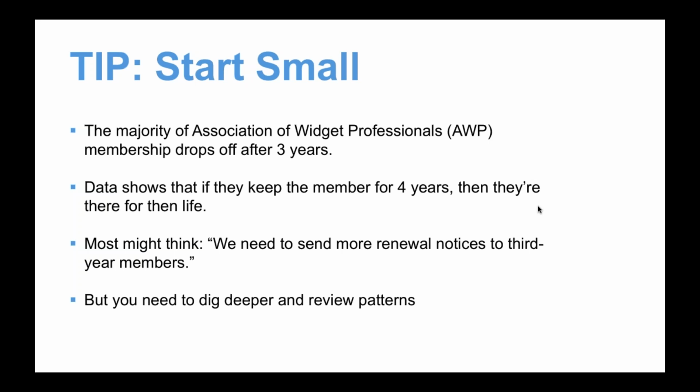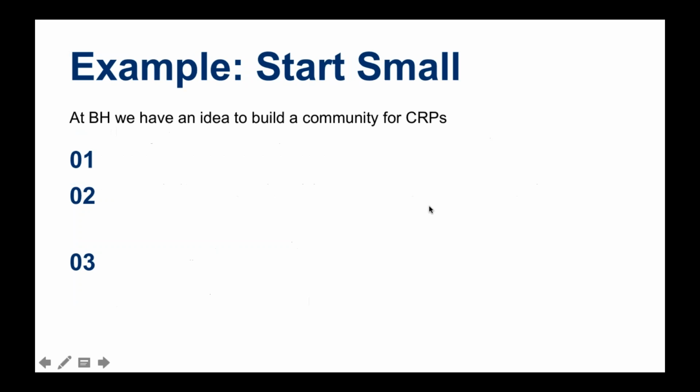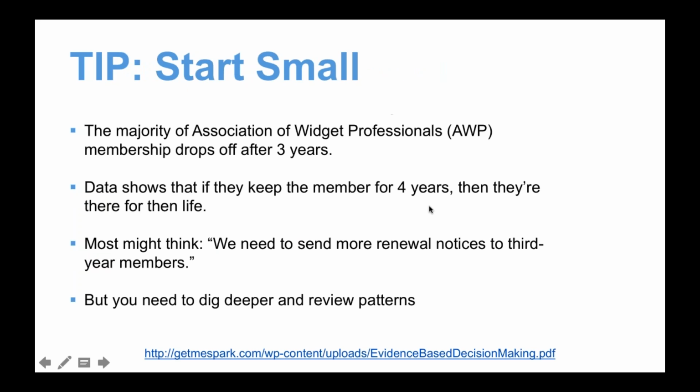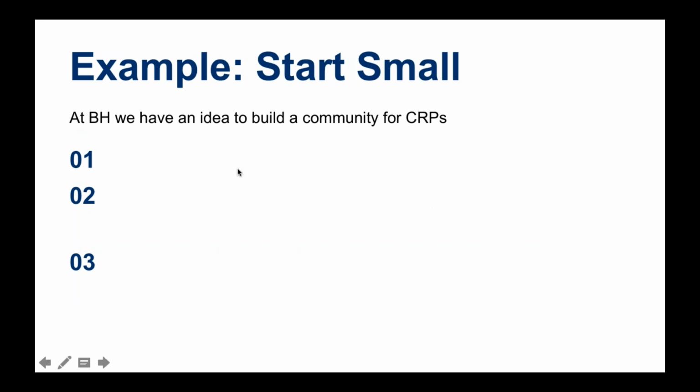What's happening at this 3-year mark? Most might think we need to send more renewal notices to third-year members, but really you need to dig in deeper and review the patterns and just start trying things. And try it with a small subset of members. Don't try it with all third-year members yet. Try it with 10% of them. And try a few different things to see what works, okay? So that's a way to start small. And there's a good article on this that we'll send out.